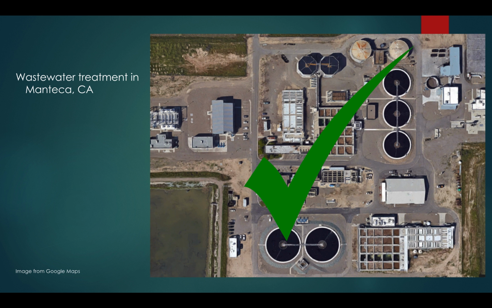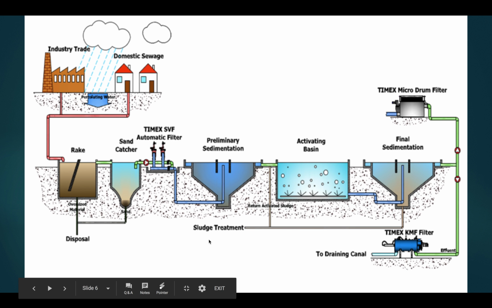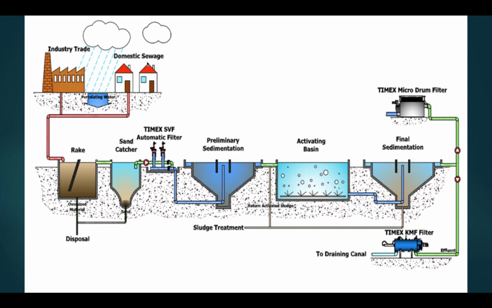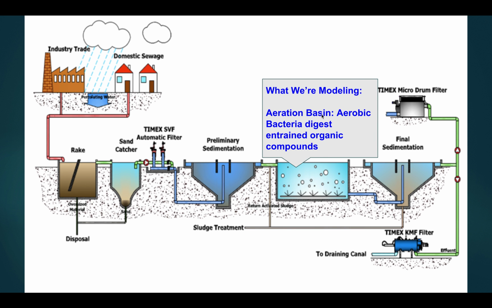Here's a little diagram of a normal sewage process where you've got sewage coming in from industrial and domestic sites, and it goes through these processes that take out solids and begin to clean the sewage. Eventually it gets to this area, called an activation or aeration basin. In this basin, the aerobic bacteria that are grown in here digest the organic compounds in the liquid and clean the water.